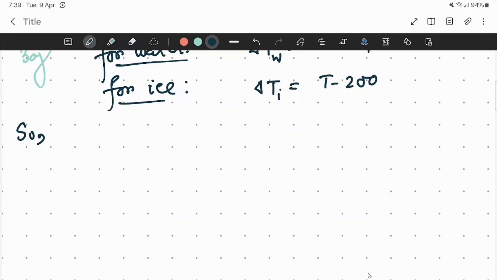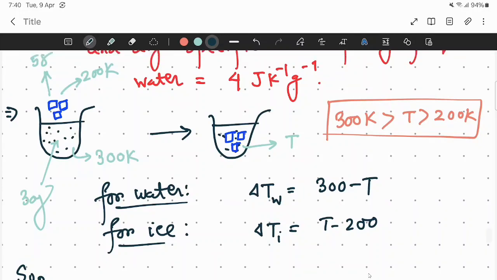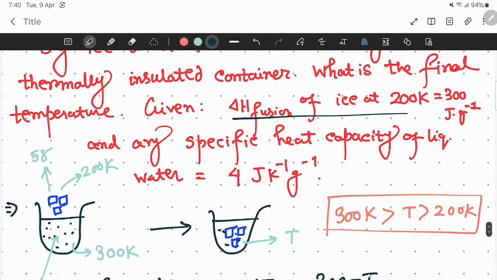Again, you have to think that ice has converted to water. If you were just adding water of 200 Kelvin instead of ice, then the thing would be different, because here you are adding ice, not water. So ice has to melt into the water. That means ice will be converted into water. So ice will be melting. So we also have to account for that heat of fusion that is already provided here.